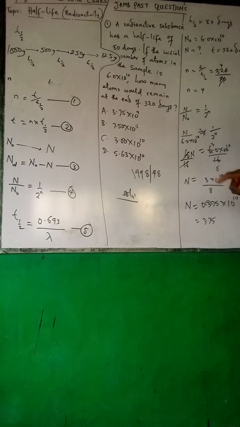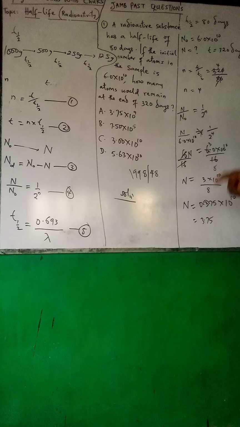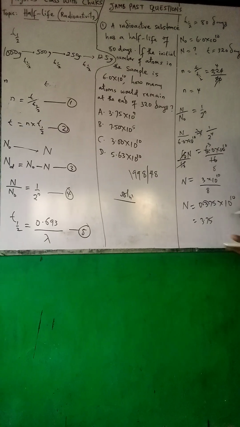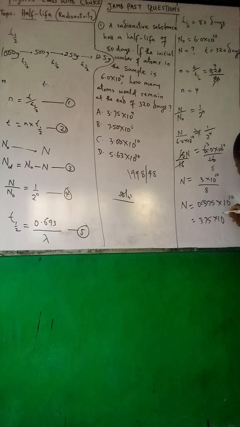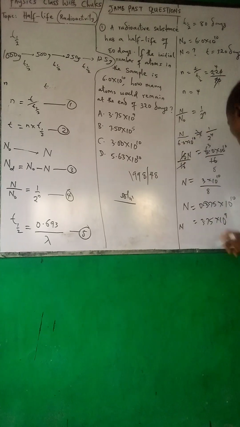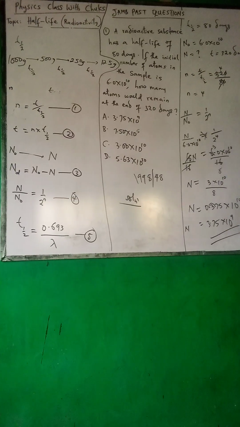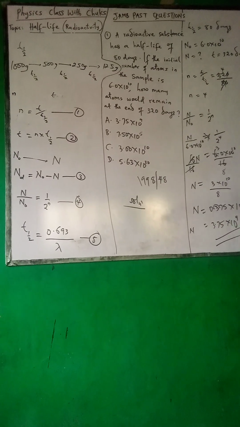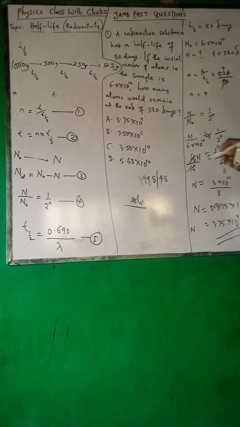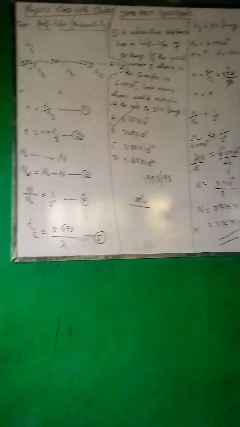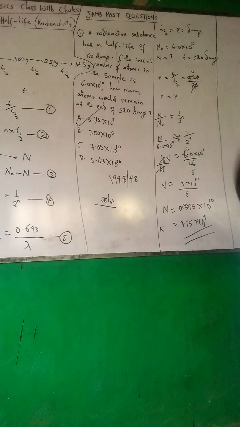So the power minus 1, plus 10, will give you 9. So that should be 10 power 9. So the number of atoms that remain is equal to 3.75 times 10 power 9, and that should be option number 4. Now let's go to the second question.